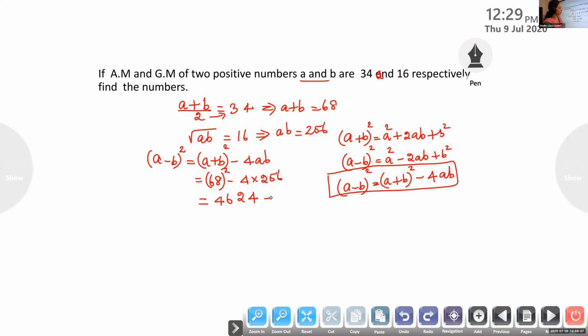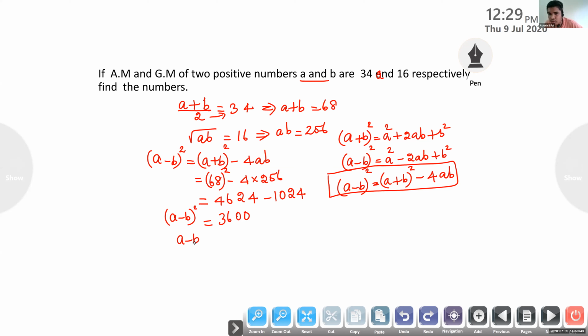Minus 4 into 256, that is minus 1024. Okay, so I am subtracting this. What is (a minus b) the whole square? When you subtract this, you will get 3600. Is it correct? So from here, what is a minus b?